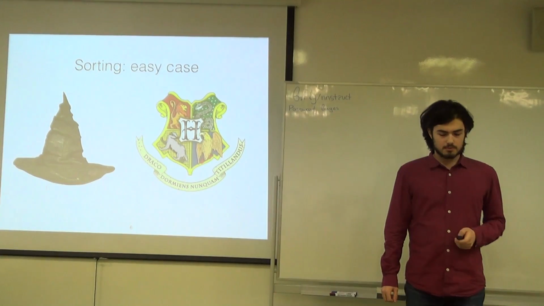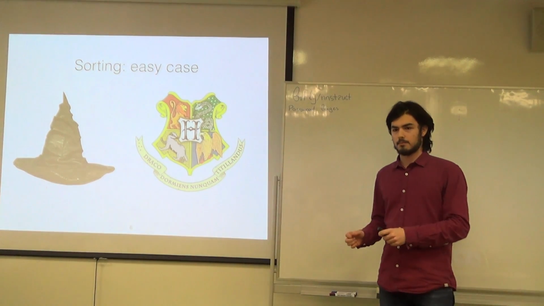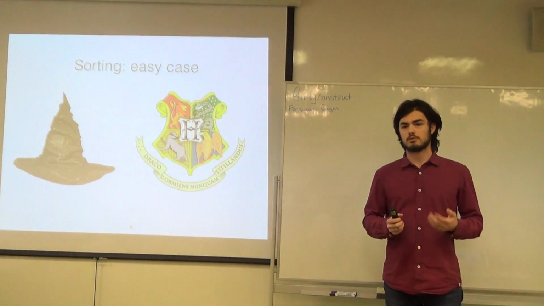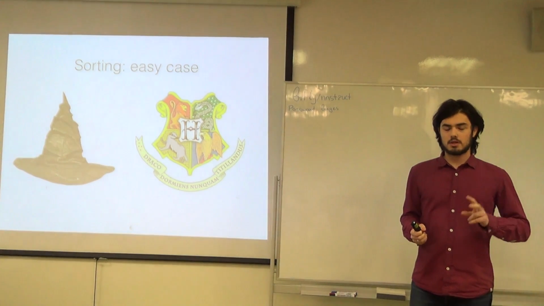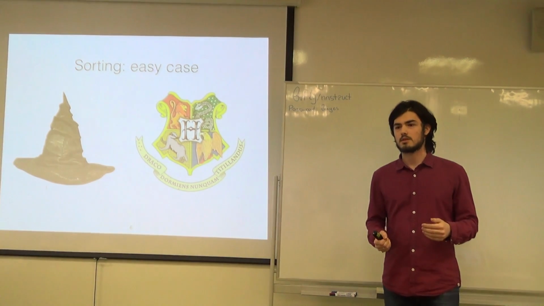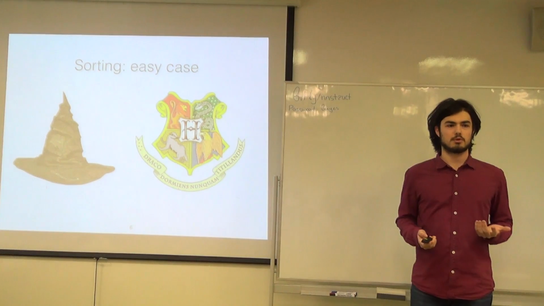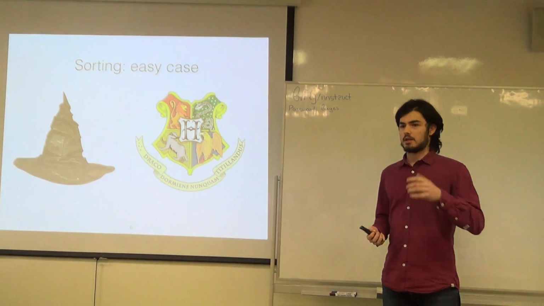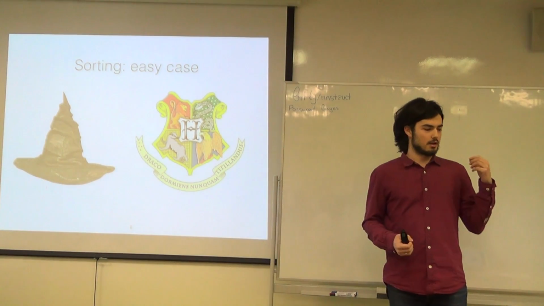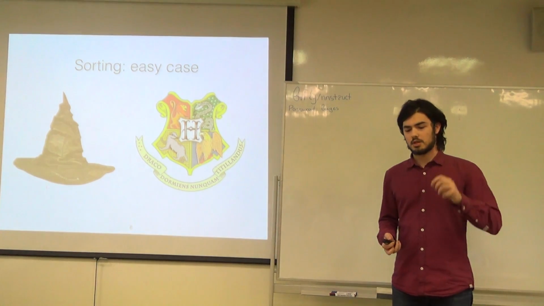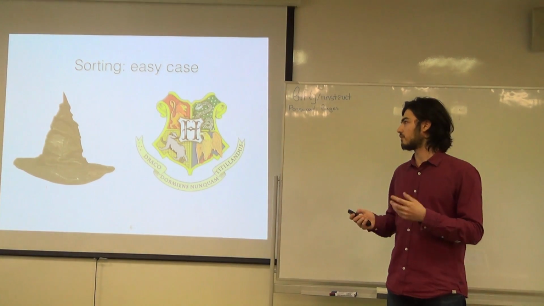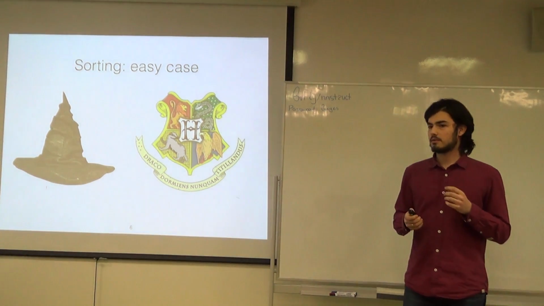Another problem that can be solved by algorithms but cannot be solved by neural networks is sorting. But there are two kinds of sorting. One is sorting into a finite number of classes. So actually this is just a classification problem. If, for example, you have a hat that should discriminate students between faculties, then when a new student comes, the hat may predict that, for example, this student is from Hufflepuff. But this is a perfect classifier.